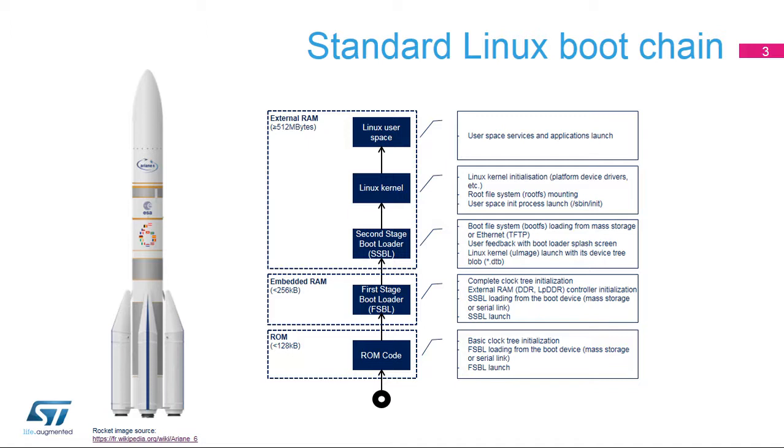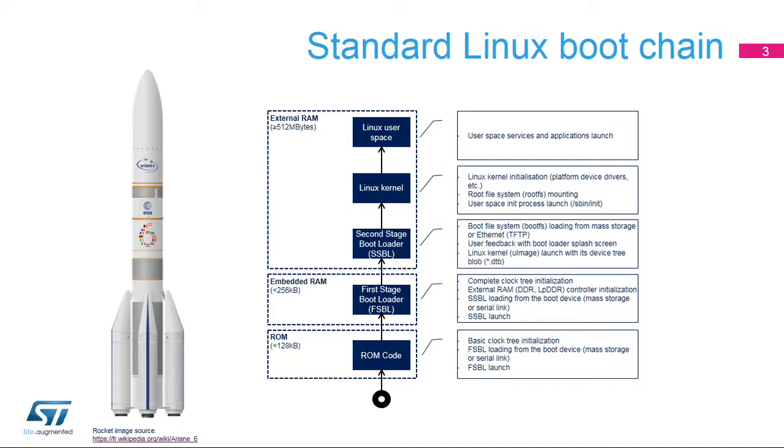The user space switch is realized when the Linux kernel creates the init process that launches the services and applications stored in the rootfs. This figure shows the typical sizes of the successive memories embedding the boot chain components, from a few hundred kilobytes for the internal memories up to several hundred megabytes for the external memories.